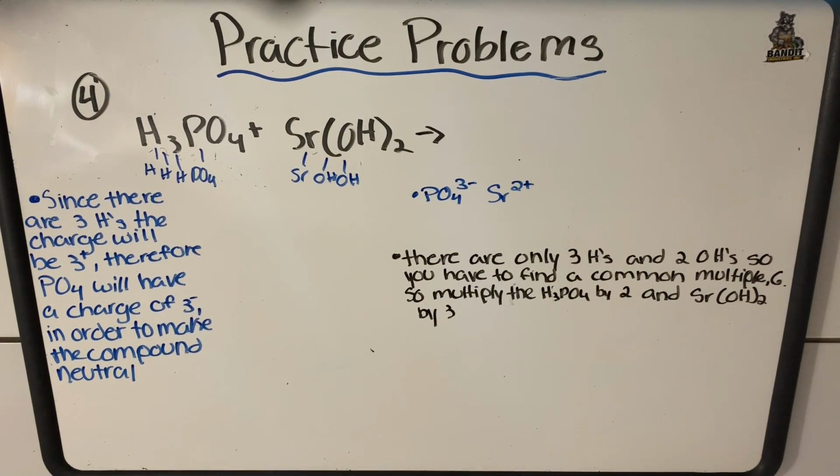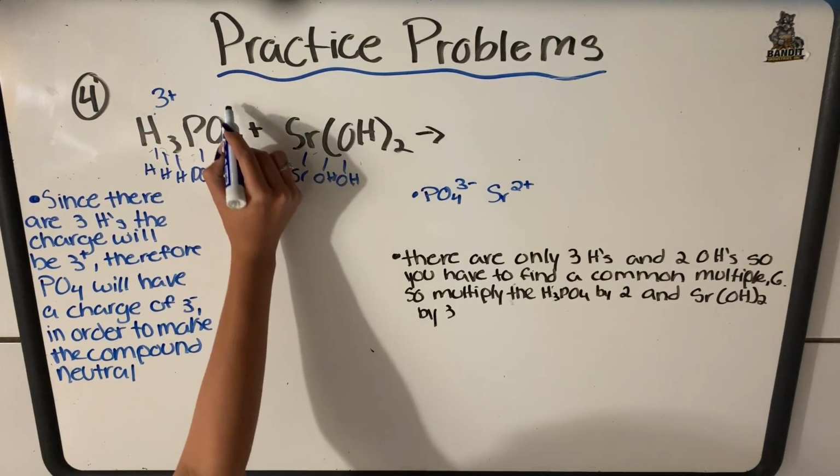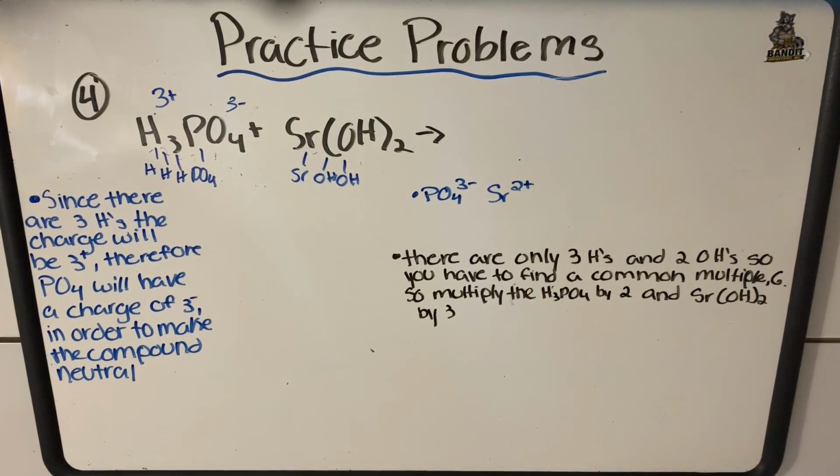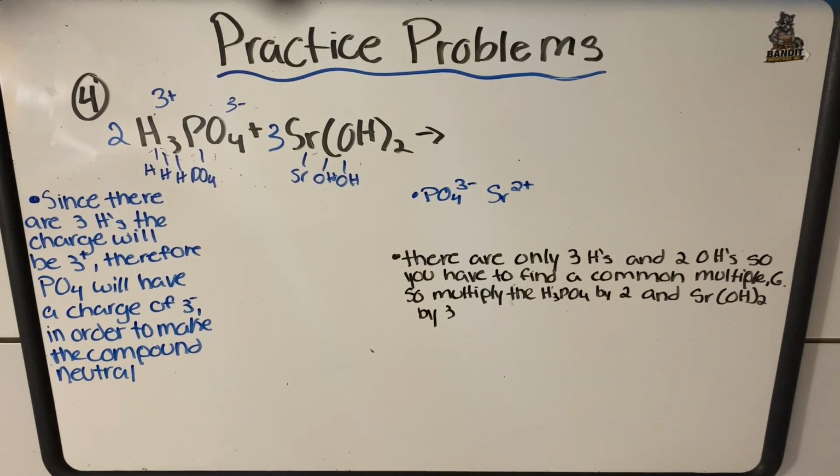Since there are 3 hydrogens, the charge will be 3+, because each hydrogen is 1+. Therefore, PO4 will have a charge of 3- in order to make the compound neutral. There are only 3 hydrogens and 2 OHs, so you have to find a common multiple, 6. So multiply the H3PO4 by 2 and Sr(OH)2 by 3.